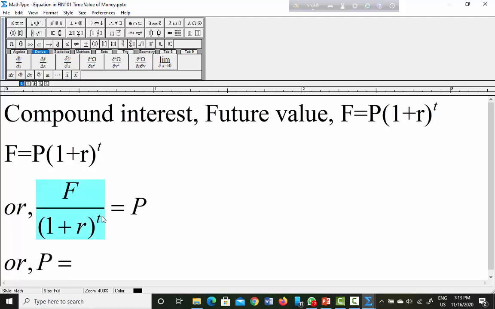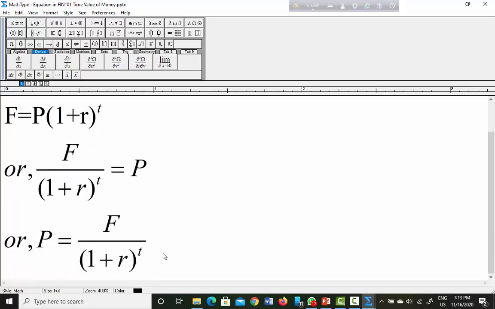If you know the future value and want to find out the present value, you can use this formula. This formula can also be written differently: if you bring this term up, the power will become negative. We know that if we move this up, the power will become negative.